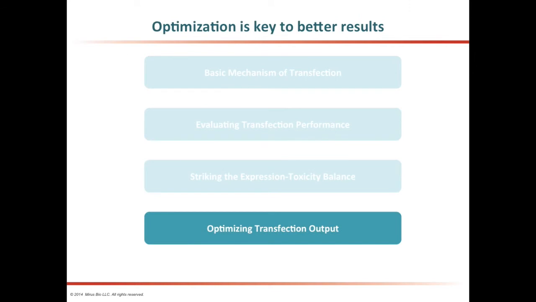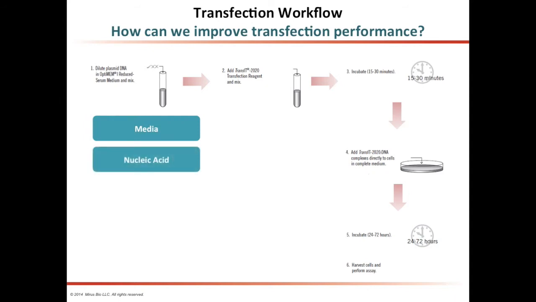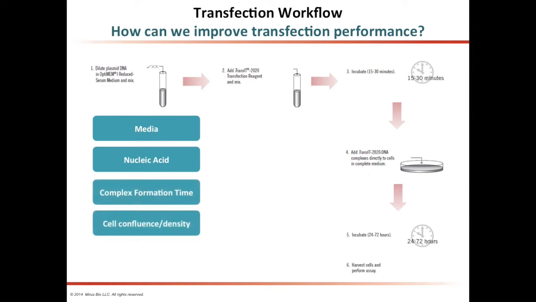Now moving on to ways that you can set up your experiments to get the best results. Going back to the workflow that we showed at the beginning of the talk, you can ensure success by taking a look at each of the components involved: the media you use for complex formation, the type and quality of the nucleic acid that you're transfecting, the amount of time that you allow complexes to form, the cell density at the time of transfection, and then also timing your downstream experiments such that you reach maximum expression or knockdown depending on what you are trying to achieve.